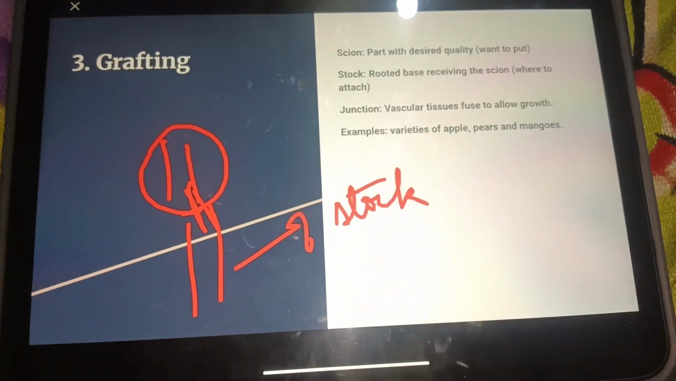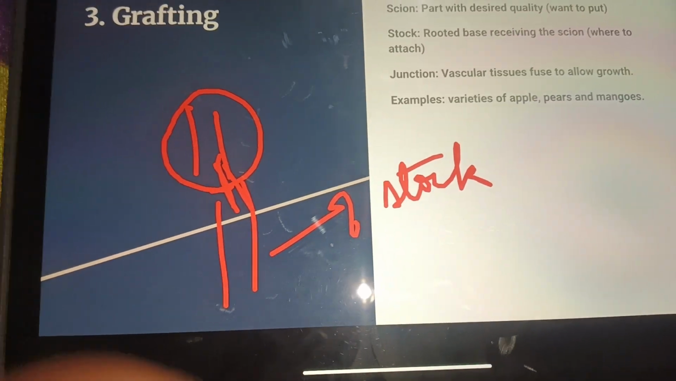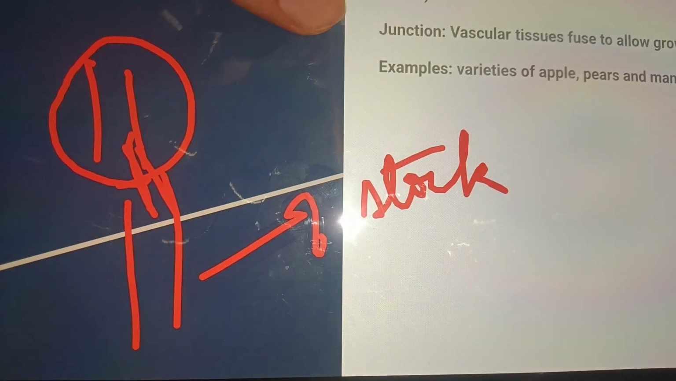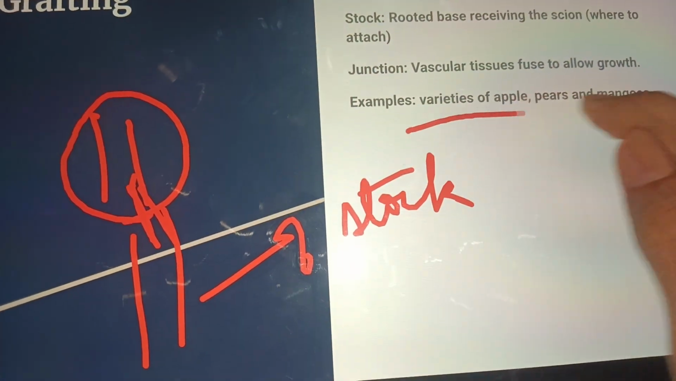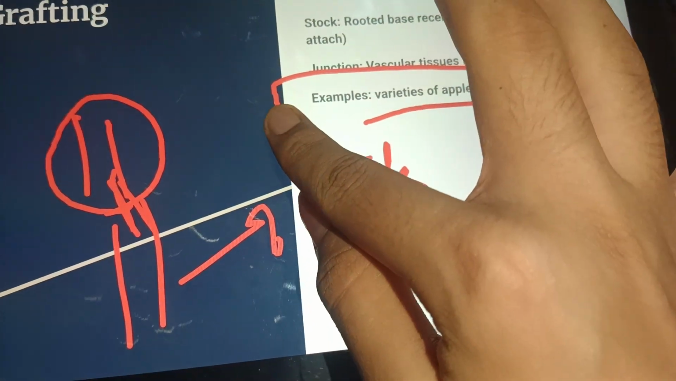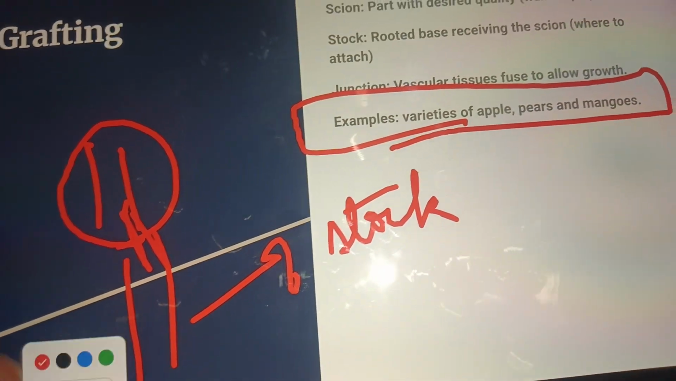What happens? It's fused together. The xylem and phloem, meaning the vascular bundles, fuse together so that the growth of the plant can take place. Is that clear? Examples are, you can grow varieties of apples, pears and mangoes using this method. Is that clear, everyone? Yes.